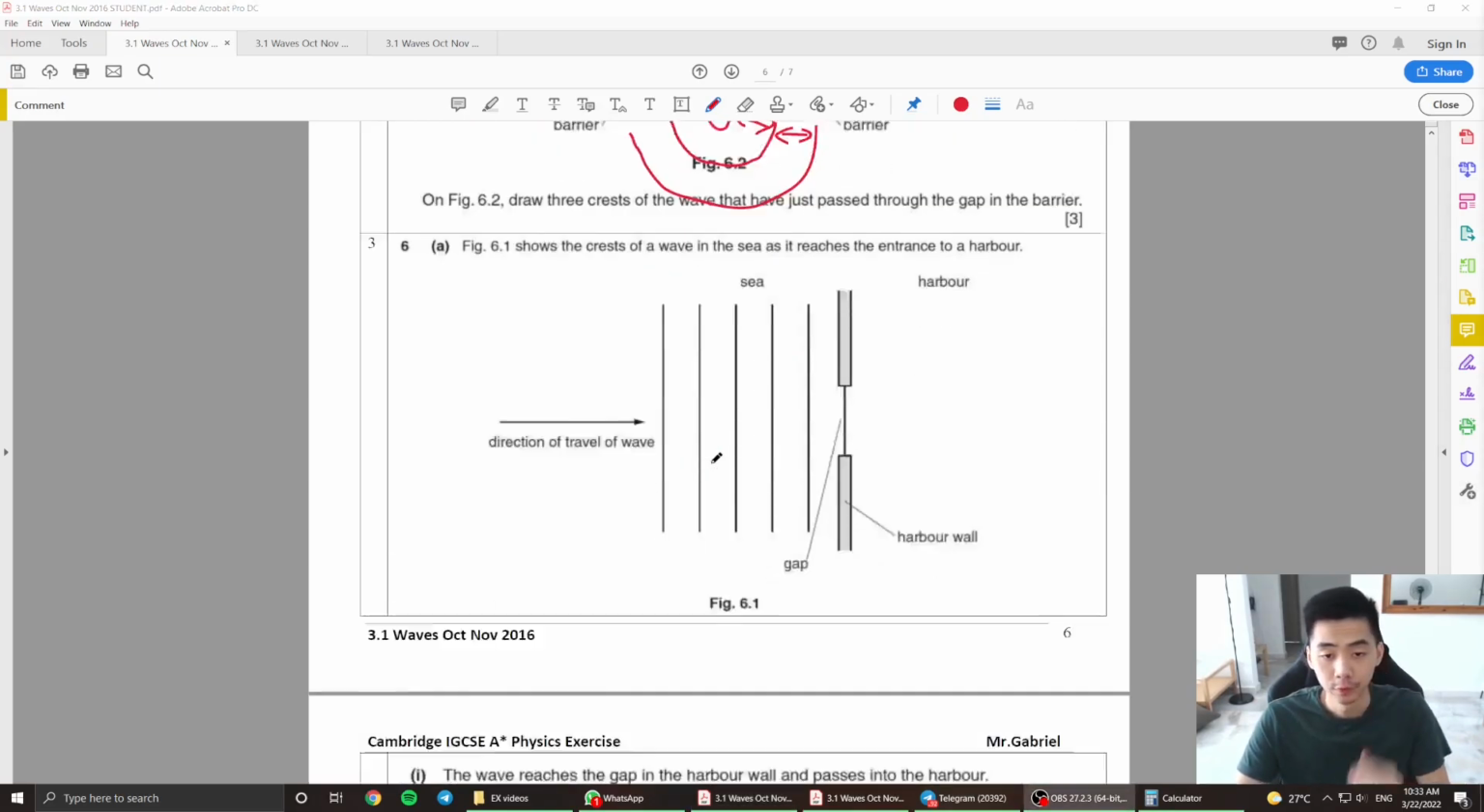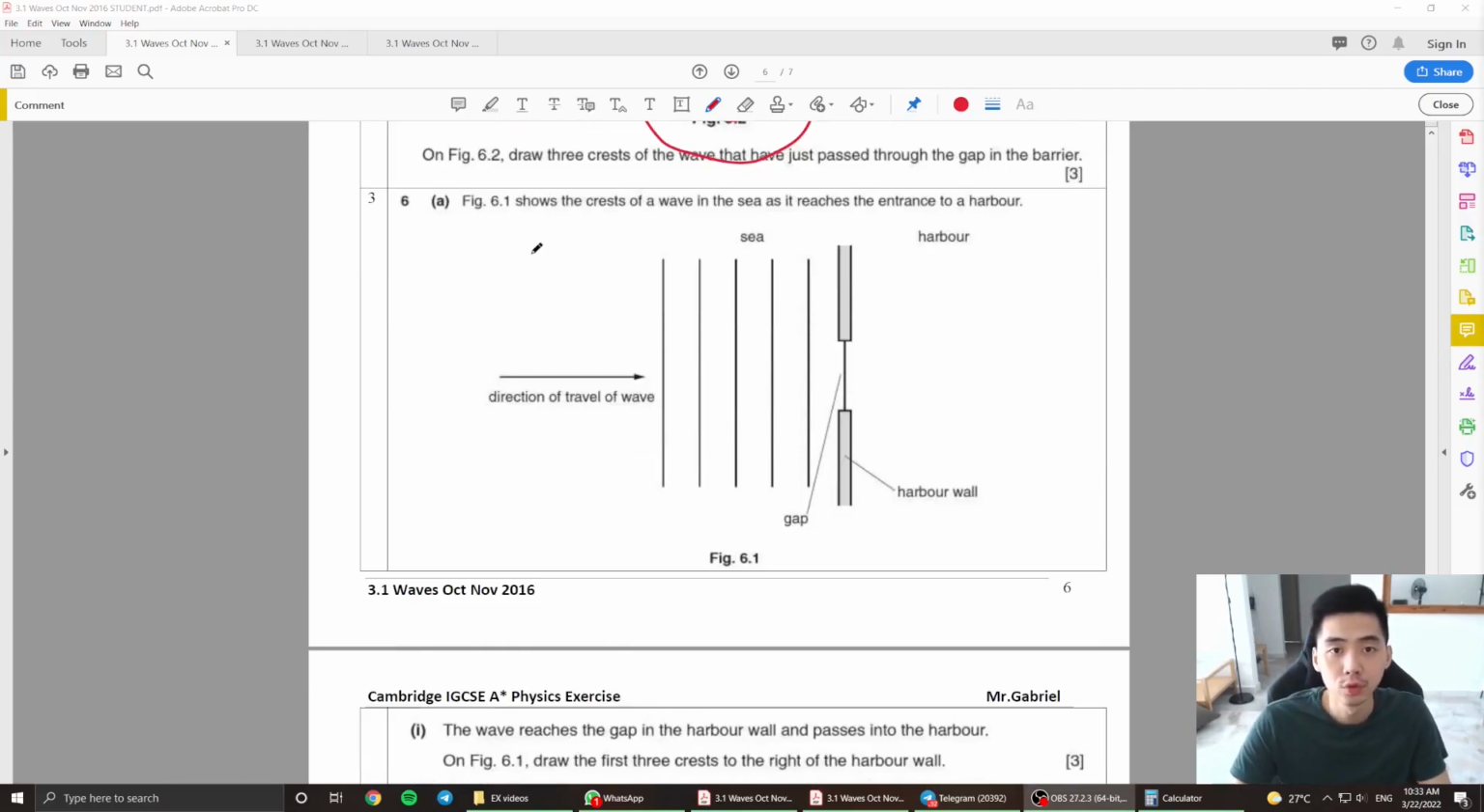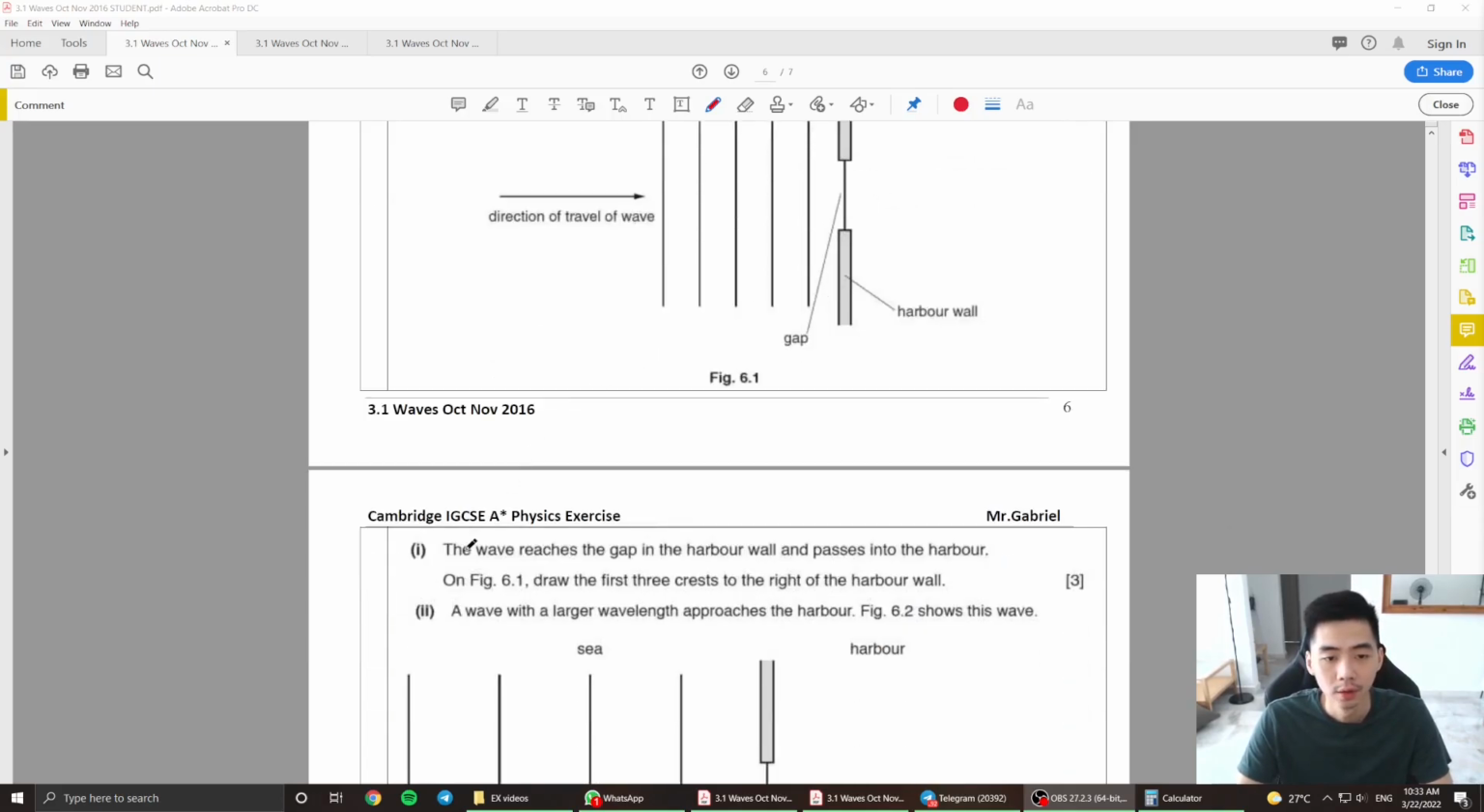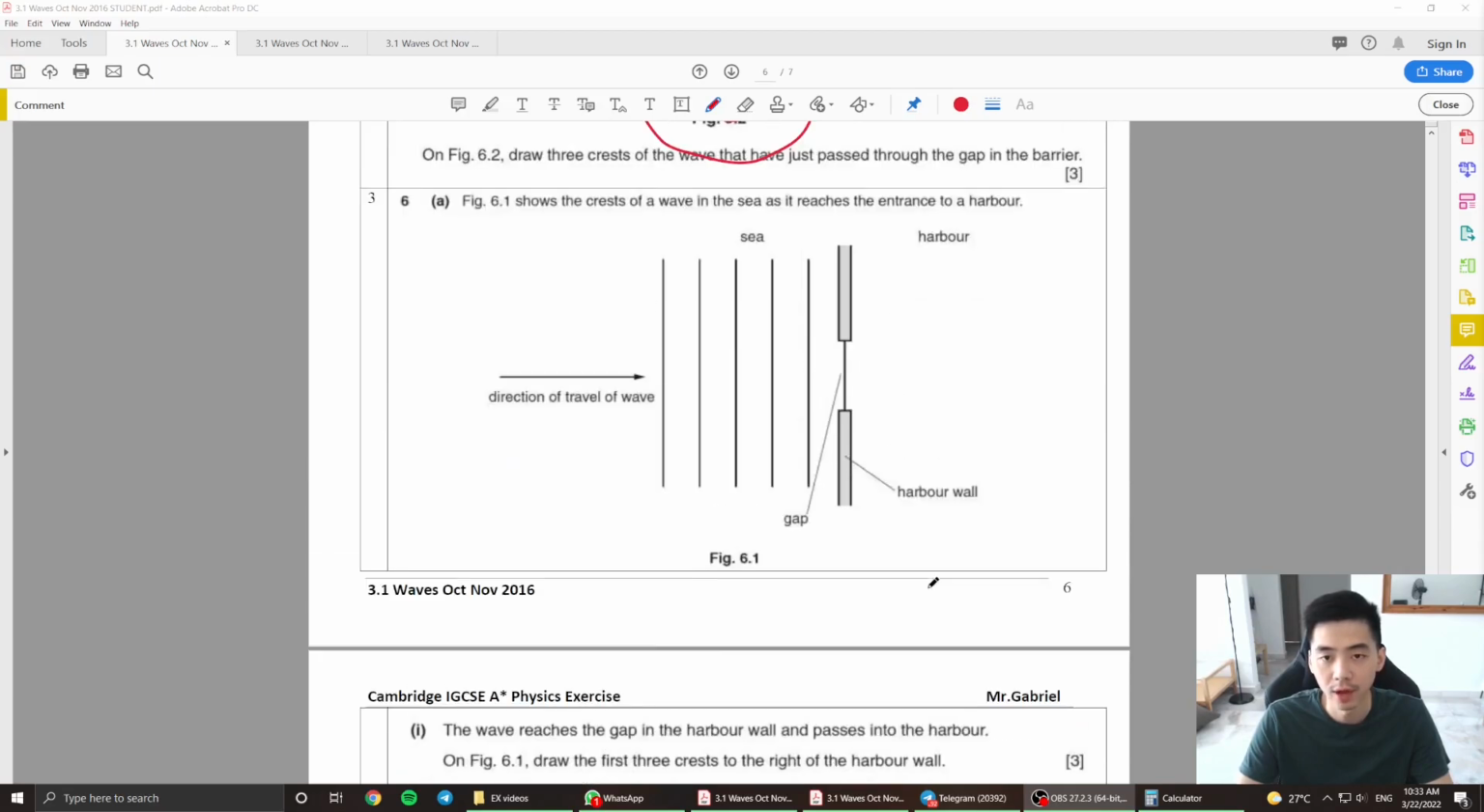Then after that, moving on, figure 6.1 shows the crest of a wave in a sea as it reaches the entrance of the harbor. The wavelength reaches the gap on the harbor and passes into the harbor. Figure 6.1, draw 3 crests on the right of the harbor wall.